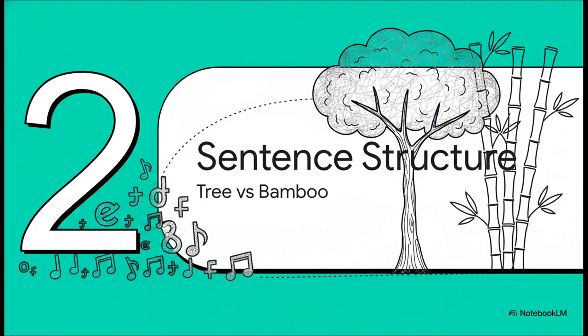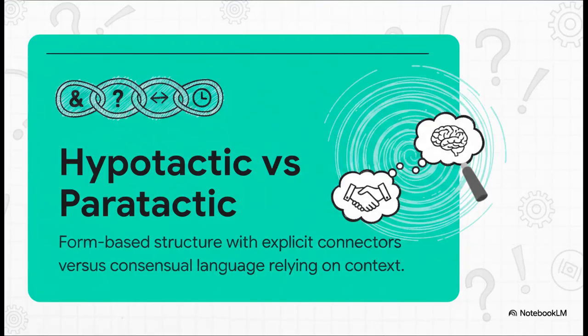Moving on to Section 2, Sentence Length and Structure. So here is the absolutely crucial structural difference. English is what linguists call hypotactic, meaning it needs explicit grammatical connectors. Chinese, on the other hand, is paratactic. It relies on implied, consensual context. English constantly uses words like and, because, if, and when to glue its clauses together. Chinese often just skips the glue. It trusts you, the listener, to understand the logical relationship based purely on the sequence of events.